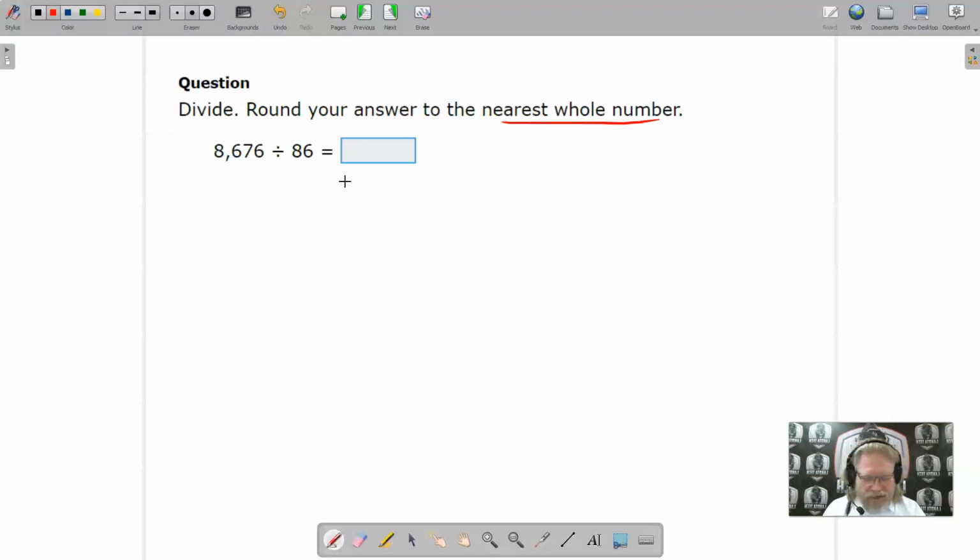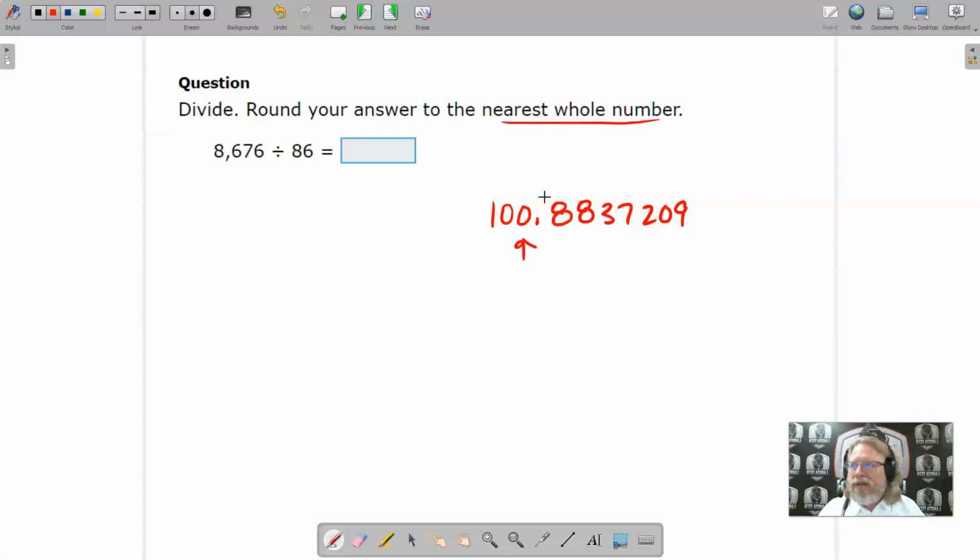So we have 8,676, and we're going to divide that by 86. And whenever I do, it produces 100.8837209. So that's what I have showing on my calculator here. But it says to the nearest whole number. That means to the nearest ones place, right?